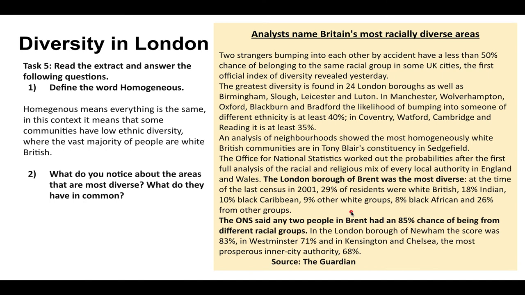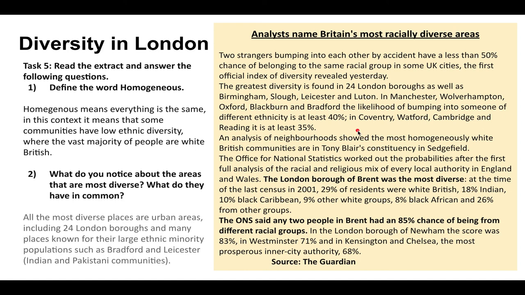Notice about the areas that are most diverse. What place names can we see in this article? What do they all have in common, these places? Birmingham, Slough, Leicester, Luton, 24 London boroughs, Manchester, Wolverhampton, Oxford, Blackburn, Bradford. Anybody notice? They are, of course, all cities, okay?